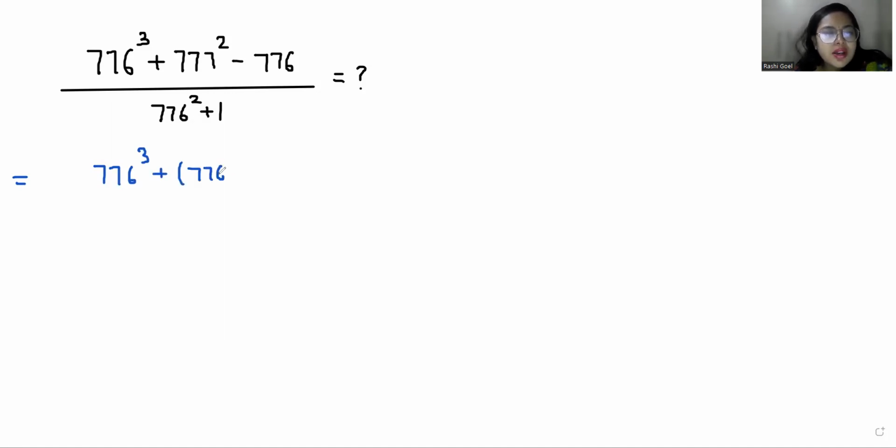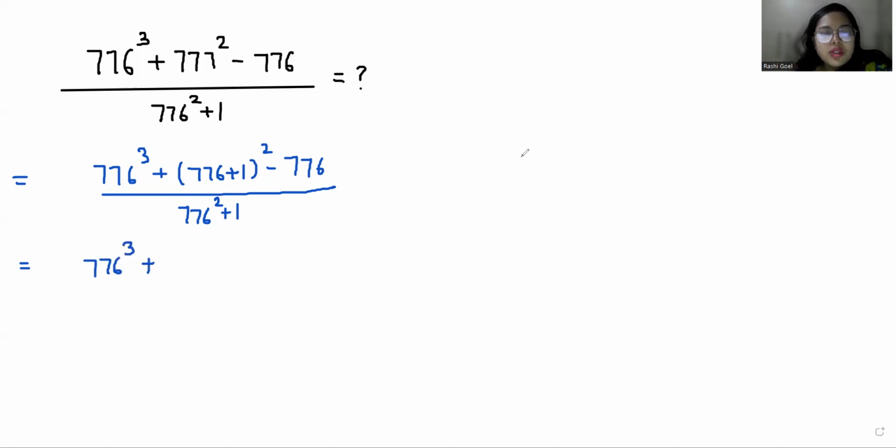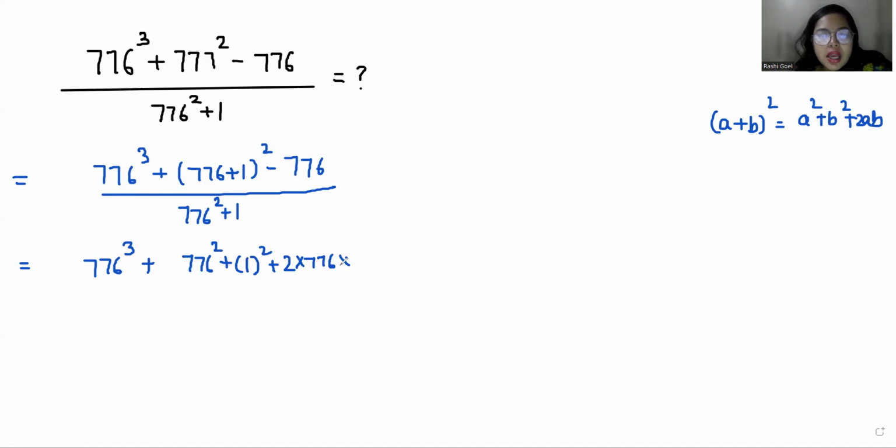777 we can write as 776 plus 1 whole square minus 776, by 776 square plus 1. Now I'm going to use a very famous identity here, (a plus b) whole square equals a square plus b square plus 2ab. So 776 square plus 1 square plus 2 times 776 times 1 minus 776, by 776 square plus 1.